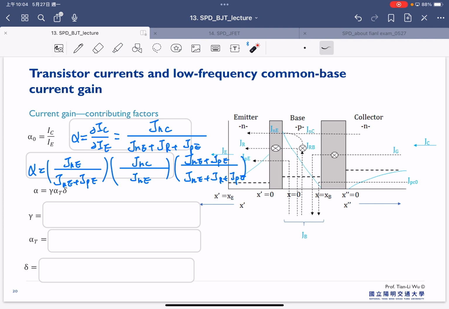So now we define this alpha, which is also equal to this term, where the first one, gamma, is exactly equal to this one. So this is our gamma factor here, and we call this the emitter injection efficiency.